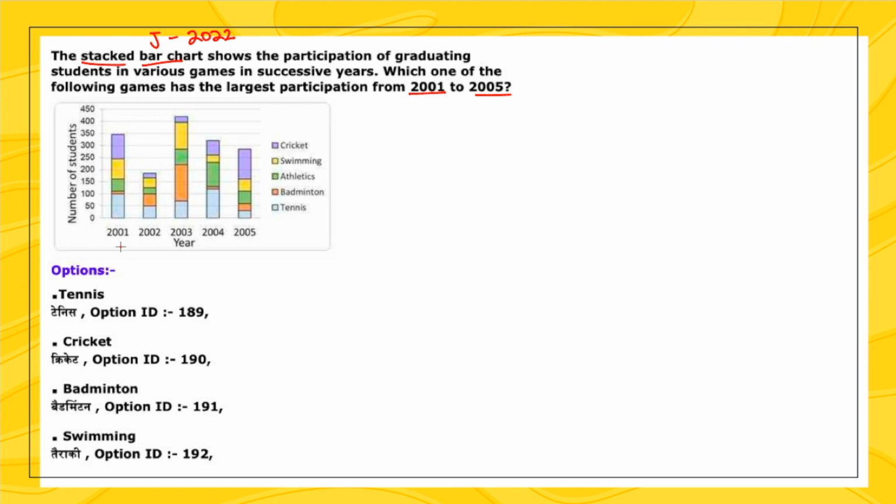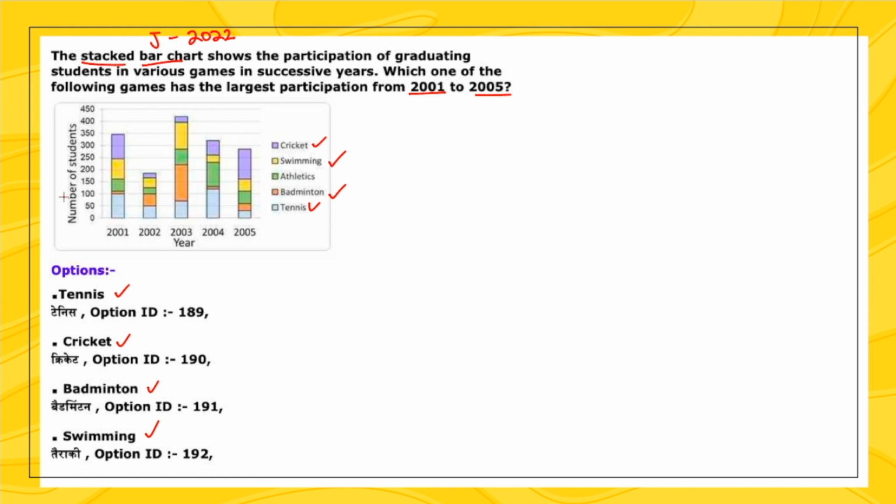From 2001 to 2005, various sports are given with different colors: cricket, swimming, athletics, badminton, and tennis. Reading them, you have to tell which sport has the largest participation, meaning the maximum number of students. So we have to look for tennis, cricket, badminton, and swimming. Athletics you don't have to worry about.